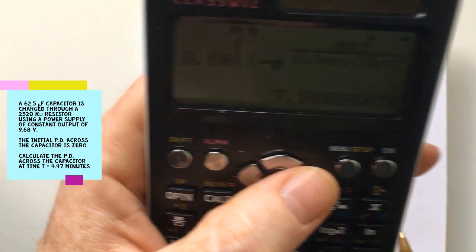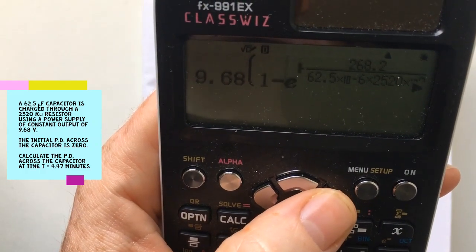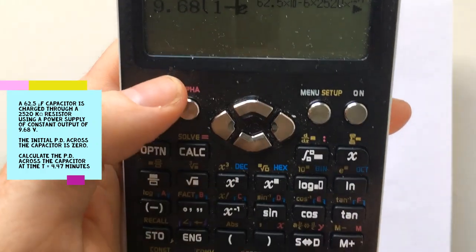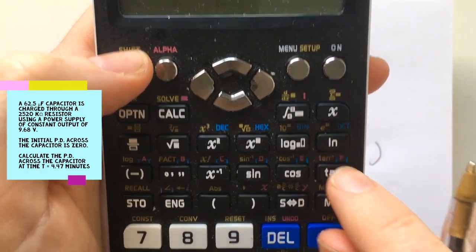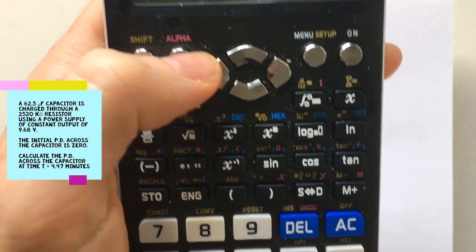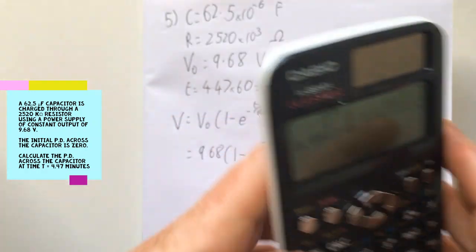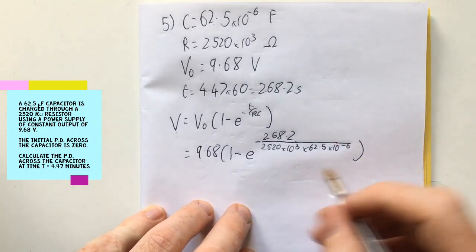So I've got my voltage, I've got open brackets 1 minus E. E is just a number. You can do E to the power of by pressing that button, so shift and then there. Or you can just get E itself, which is there in red, so you press alpha and then that button. E is just a number, it's just 2.71 or so. It's a special constant that we use.